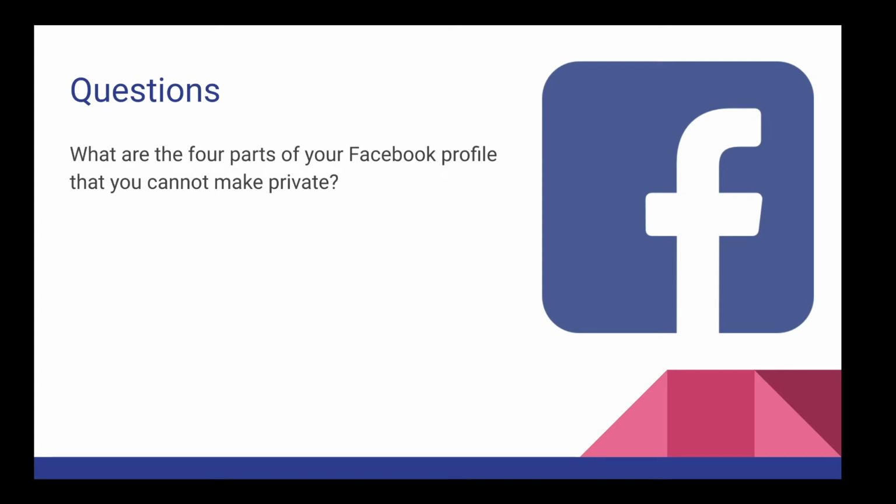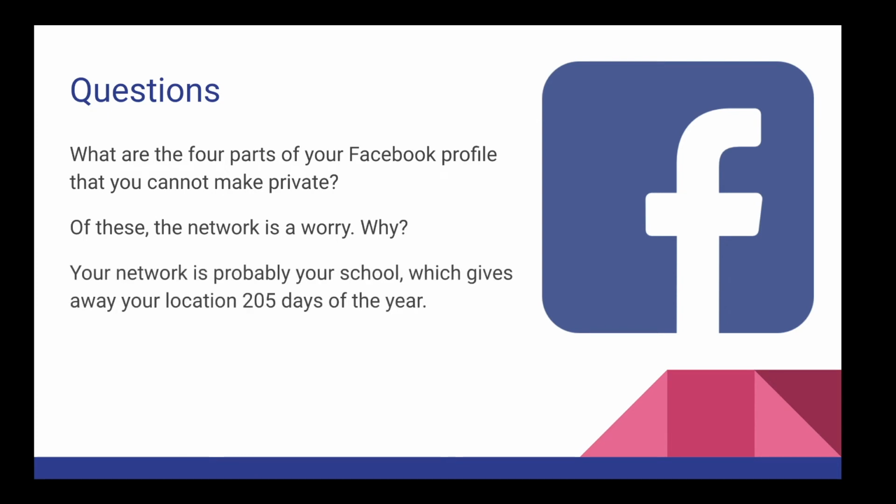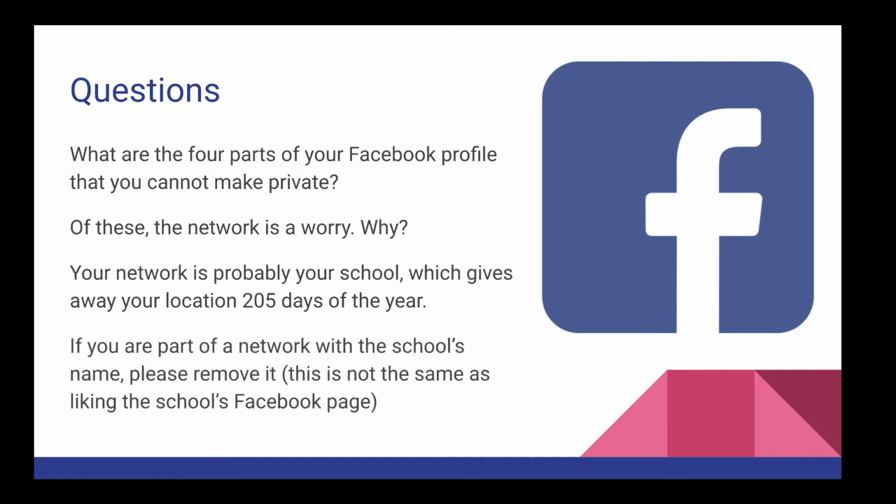So let's have a think about Facebook. There are 4 parts of your Facebook profile that you cannot make private. They are your name, your profile picture, your cover image, and your location. Your network. Of these, the network is the worrying one. Why? It's really simple. Your network is probably your school, which gives away your location 205 days of the year. Now you've also included your name and probably a profile picture of you. So therefore we know what you look like, we know your name, and we know where you're going to be 205 days of the year.